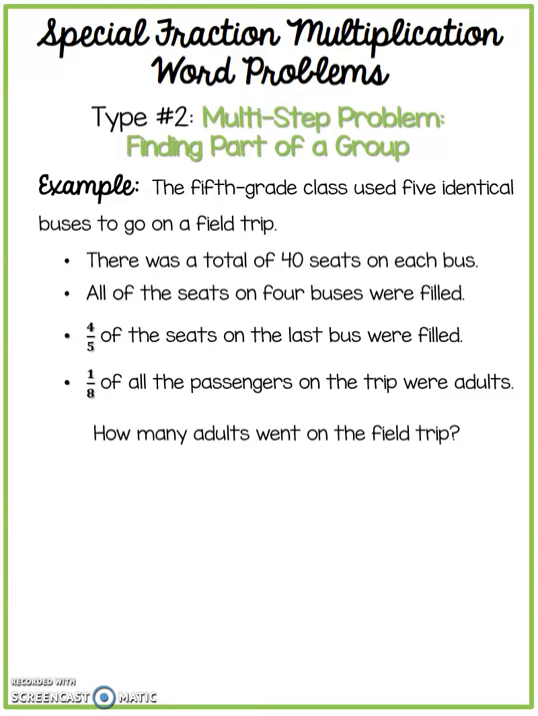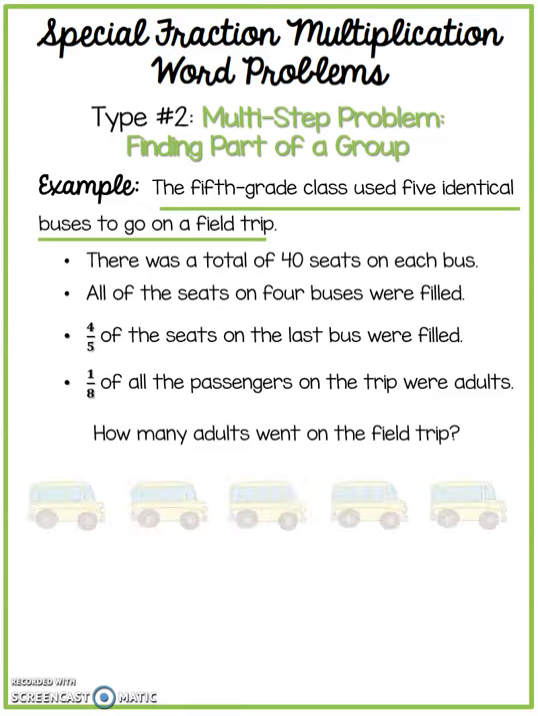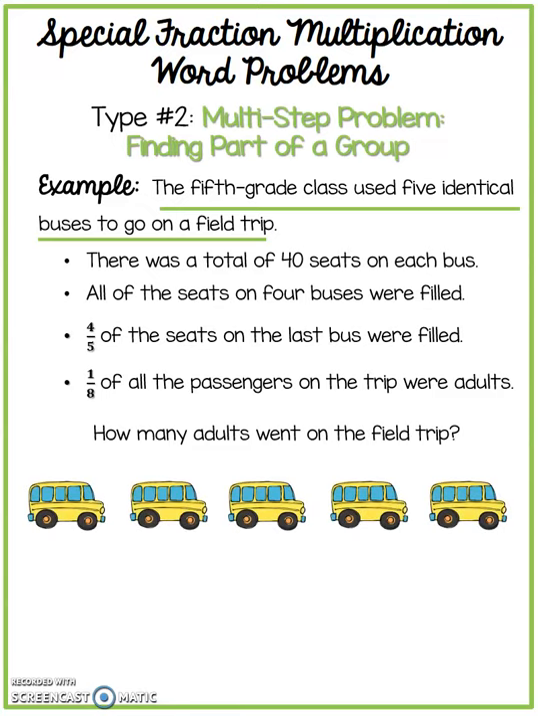Okay, so this question looks intimidating, no doubt about it. But it's exactly the same process as any other story problem. We're still going to go line by line, and as we do that, I think you'll find that this actually isn't so bad. So the first sentence tells me the fifth grade class used 5 identical buses to go on a field trip. So I'm picturing 5 identical school buses lined up outside of our building. Then the first bullet note says there was a total of 40 seats on each bus. That means every bus could fit 40 people.